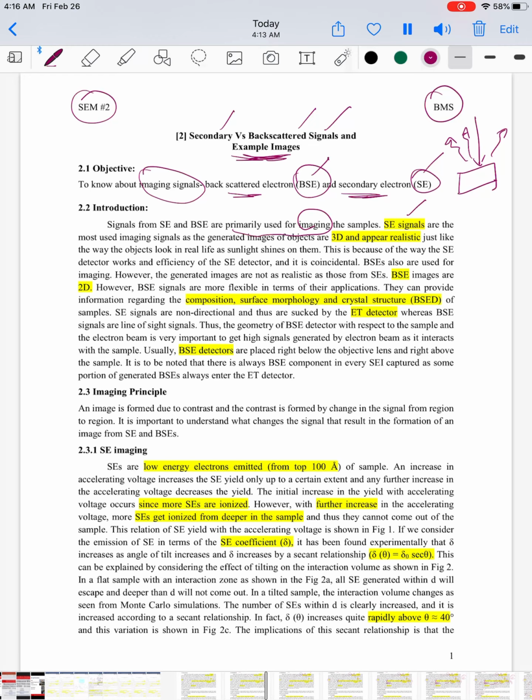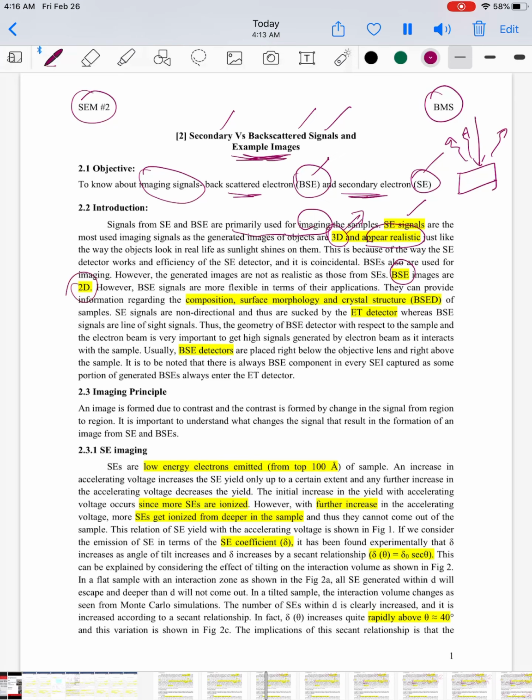Secondary electron signals provide images that look more realistic, that appear 3D. So basically it appears as if we have taken a photograph at a micro level rather than obtaining an image of the sample. So they look very beautiful. Whereas backscattered images are more 2D, and so they appear dull.